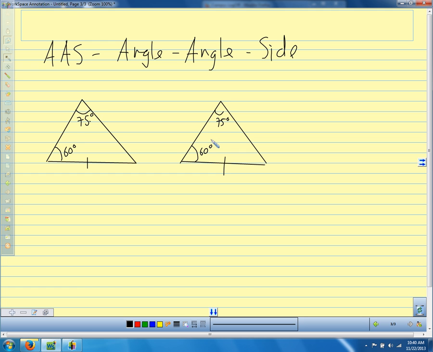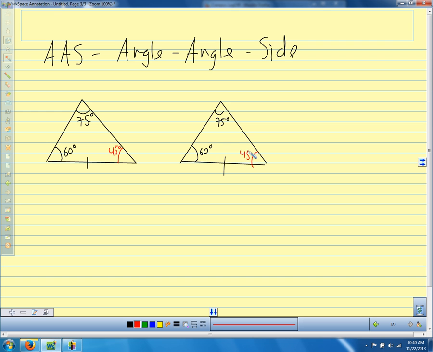They have to add up to 180, right? So what is true about the other angle, Matt? So what do we know about these two angles? They have to be congruent. So if I add 60 and 75 together and subtract it from 180, that tells me that this angle has to be 45 degrees.